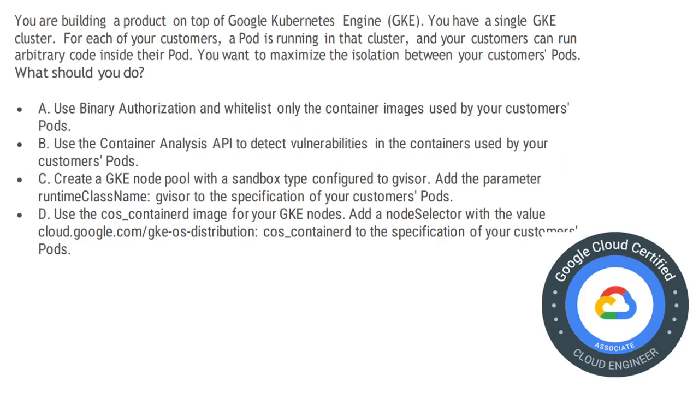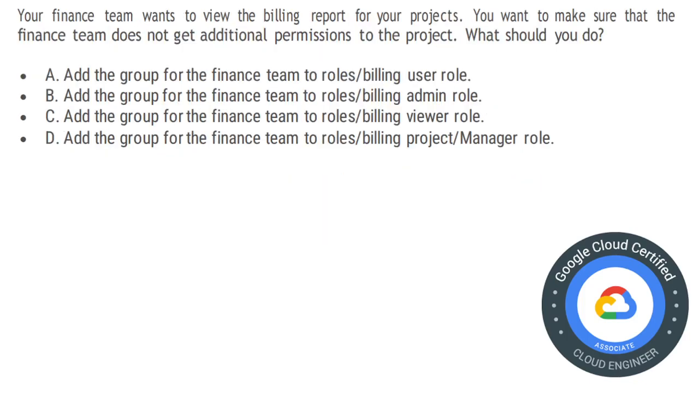Moving on to the next question, you are building a product on top of GKE. You have single GKE cluster. For each of your customers, a pod is running in that cluster and your customers can run arbitrary code inside their pod. You want to maximize the isolation between your customers' pods. What should you do? Answer for this is option C. Create a GKE node pool with sandbox type configured to gVisor. Add the parameter runtimeClassName gvisor to the specification of your customer's pod.